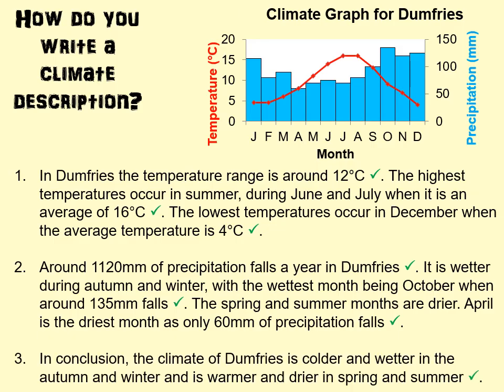Okay. Lastly, in conclusion, the climate of Dumfries is colder and wetter in the autumn and winter and is warmer and drier in the spring and summer. So here I've given quite a broad description of the climate over the year. I've not quoted any figures, but because I've said when it's colder and wetter and then warmer and drier, I get the mark.